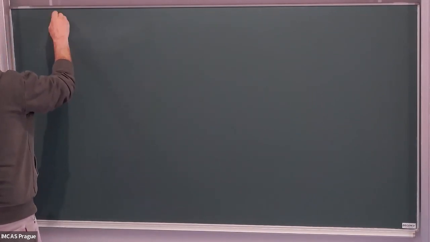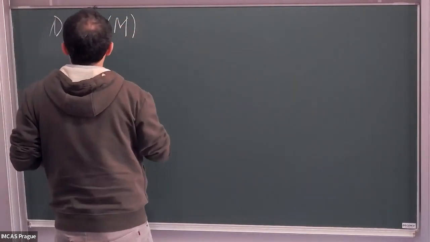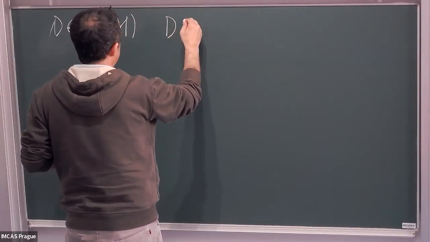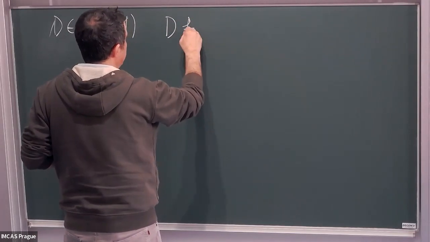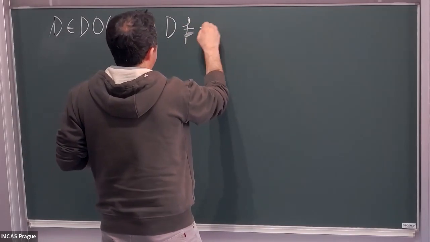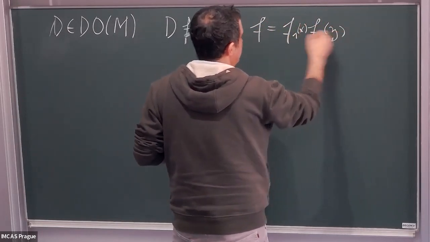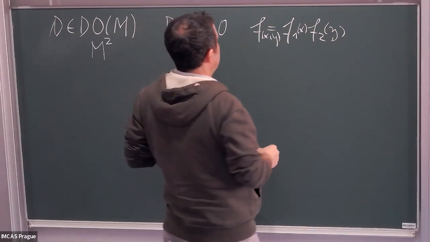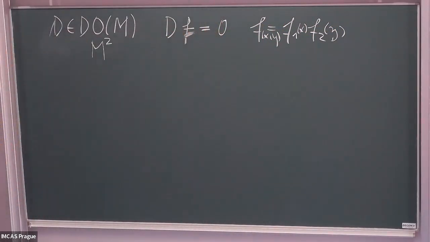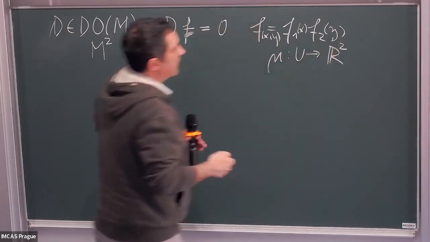Let us have a partial differential operator on a manifold. We would like to say that it has a separated solution if there exists a function, let's say f, which is a product of two functions. I suppose for simplicity that the manifold is two-dimensional, and typically we must specify the map with respect to which we took it. And the solution is separated.